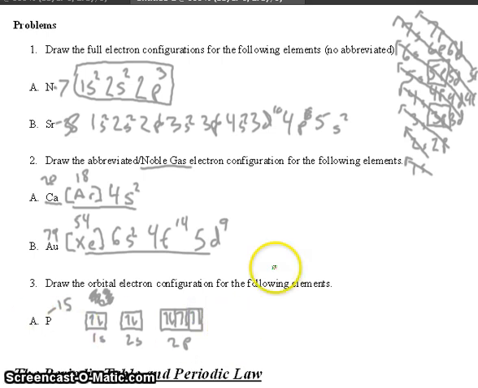So after 2p, we go to 3s. A 3s is just a single box with 2 electrons in there. So that brings us up to 12. We need 3 more. So this is going to bring us to our 3p.